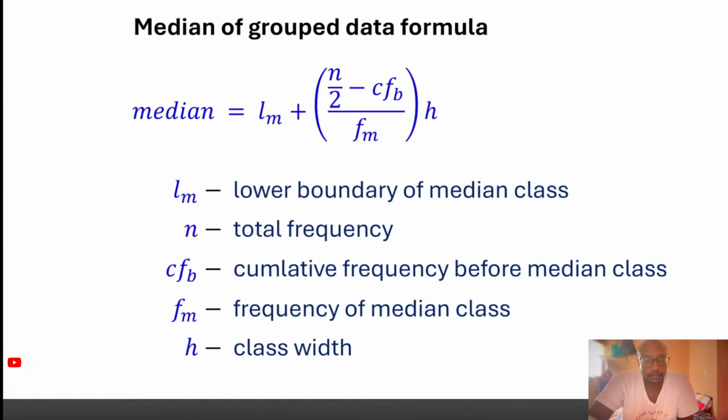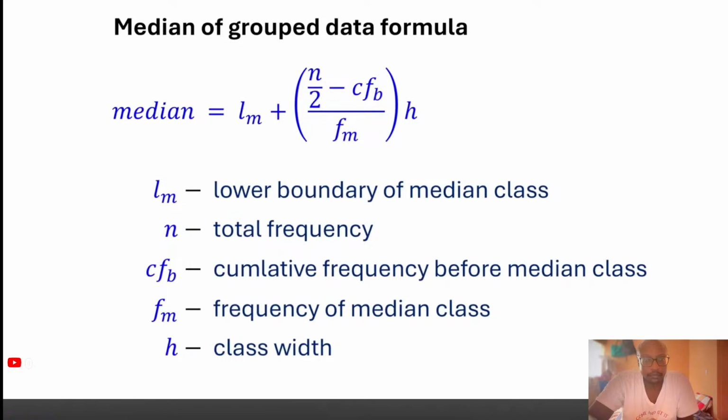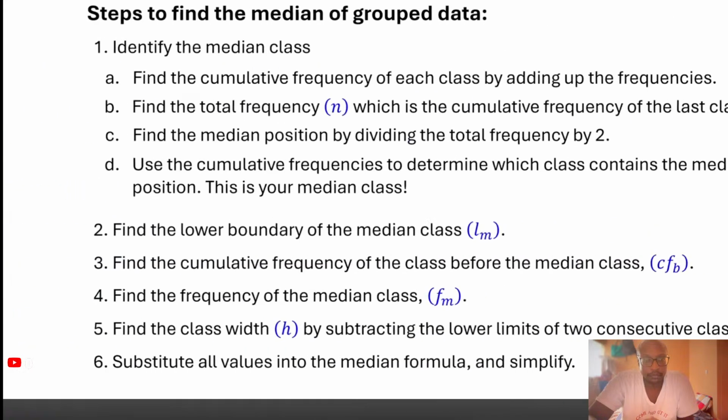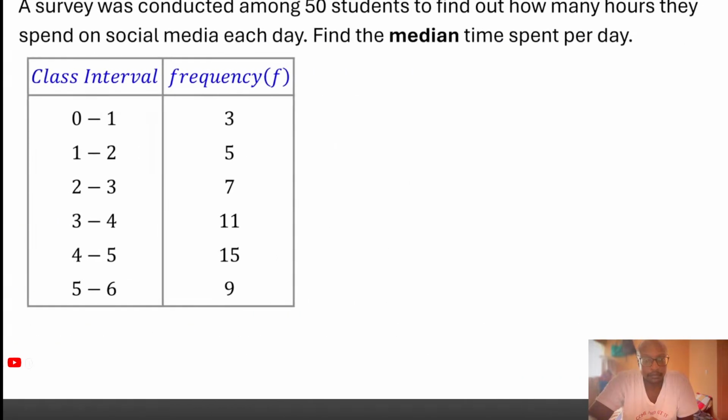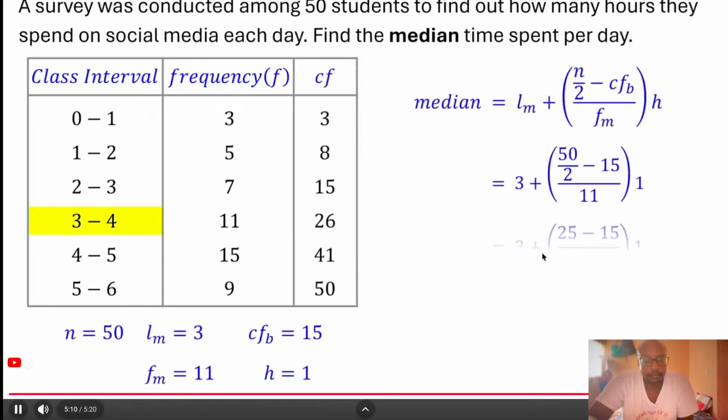To recap, here's the formula to calculate the median of grouped data, along with what each variable means. Here's a quick summary of the steps you need to follow. And finally, here's a practice problem for you to try on your own. Pause the video, give it a try, and then check your solution.